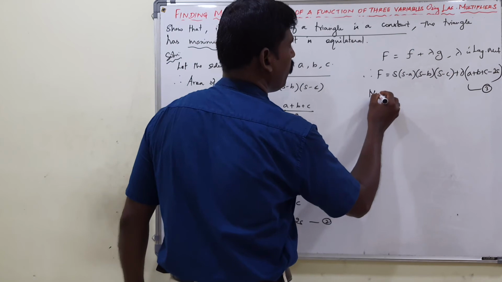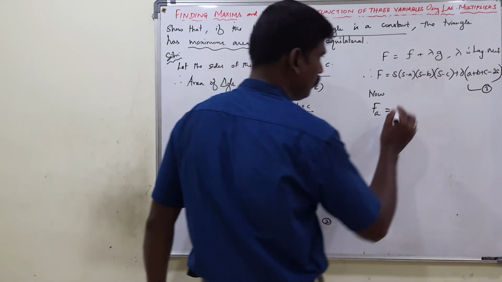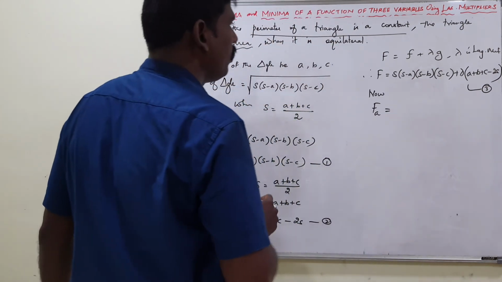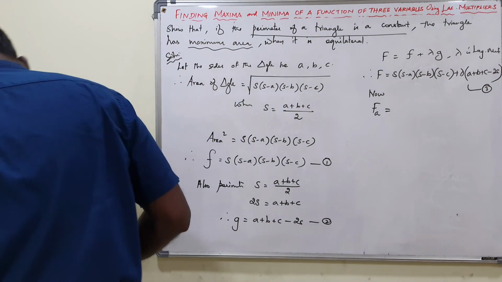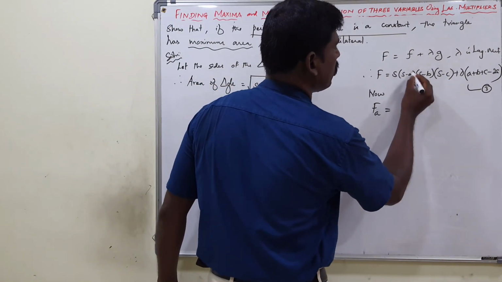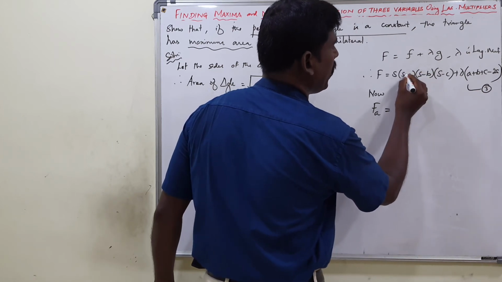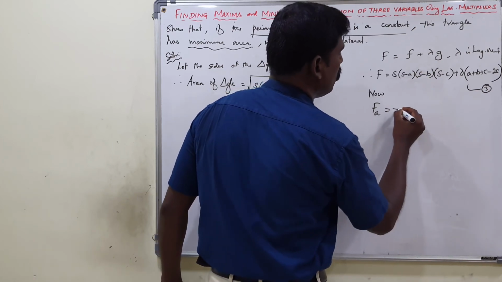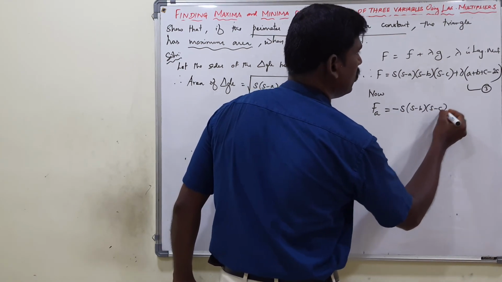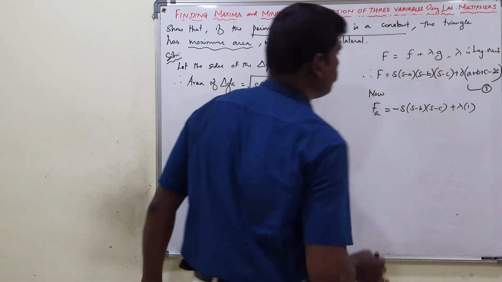Now I am going to find F with respect to A. What is F A? Just take the partial derivative of F with respect to A. These three are in product, so differentiating, S becomes 0, A becomes 1, minus is here, so minus 1. So minus S into (S minus B)(S minus C) plus lambda into 1. This becomes 1, the other terms become 0.